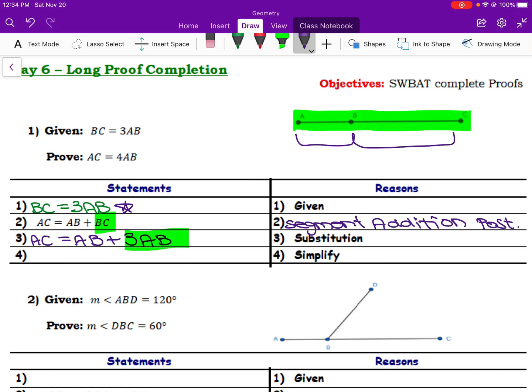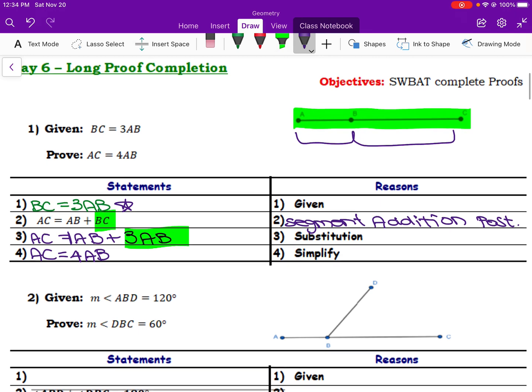And then finally, thinking about algebraic techniques, notice I have essentially a 1AB plus a 3AB. Those can combine to make 4AB. And so we've just found that AC equals 4AB, and that was just by simplification.